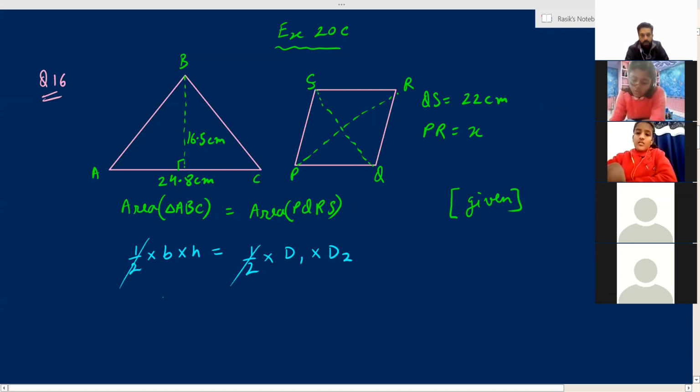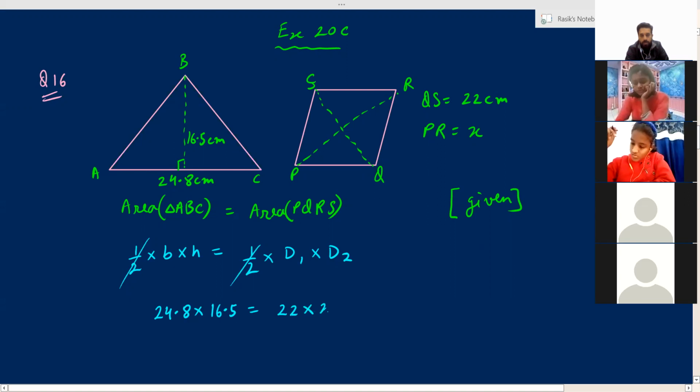What is the base of the triangle? 24.8. What is the height of the triangle? 16.5. What is the first diagonal of the rhombus? 22. What is the second diagonal? x. We have got an equation. Find x from this equation. Have you understood the logic of the question? Start finding x.